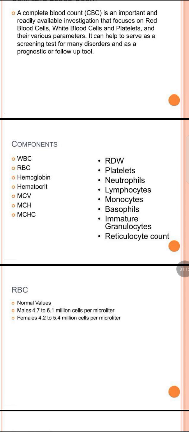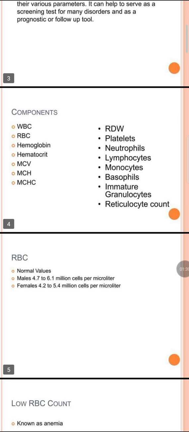This is mean corpuscular volume. This one talks about the size of the red blood cell. Is the size small? Is the size normal? Is the size bigger than the normal of the red blood cell? Then MCHC, mean corpuscular hemoglobin concentration: what concentration of hemoglobin do we have in the red blood cell? That's what we mentioned.